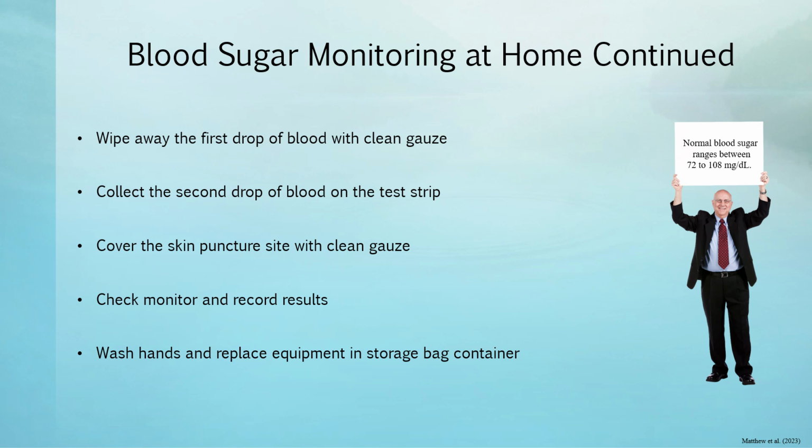The first drop of blood that you get after you pierce the skin, you want to wipe that away because in some cases the first drop of blood can give a poor blood sample and it could lead to false results. After you do that, you want to collect the second drop of blood using the clean test strip that is in the blood glucose monitor.